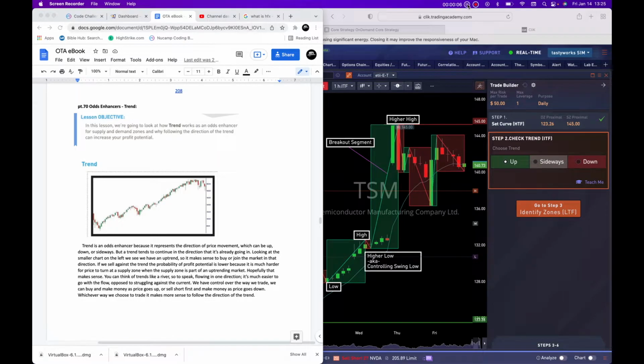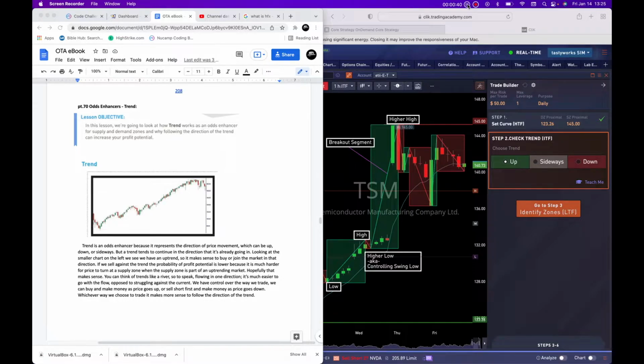In this lesson, we're going to look at how trend works as an odds enhancer for supply and demand zones, and why following the direction of the trend can increase your profit potential. Trend is an odds enhancer because it represents the direction of price movement. Price movement can be up, down, or sideways, but a trend tends to continue in the direction that it's already going. Looking at the smaller chart on the left, we see we have an uptrend, so it makes sense to buy or join the market in that direction.